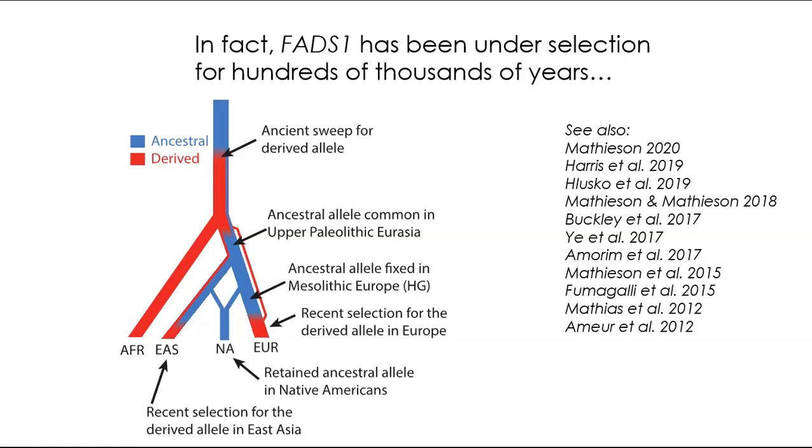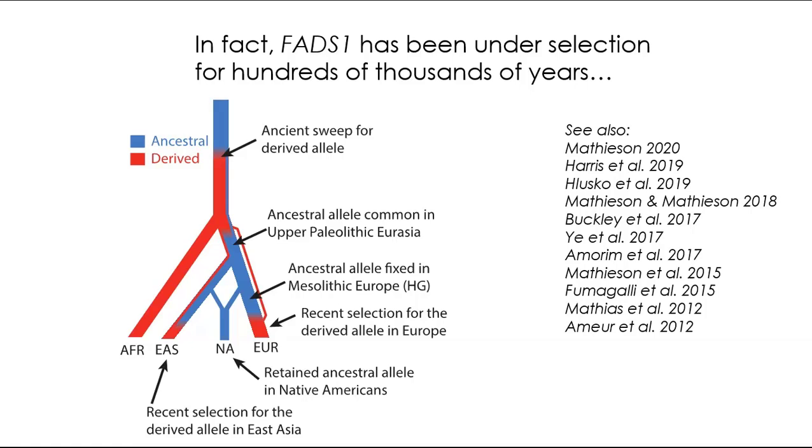So here, I'll talk you through this in a minute, but here's a tree relating present-day human populations. So in Africa, in East Asia, Native Americans, and Europeans. This is the relationship between these major population groups. And what's been reconstructed through a large number of studies is the evolutionary history of this variant. So I colored in the tree as to whether the ancestral or derived variant is more prevalent at different times in this history.